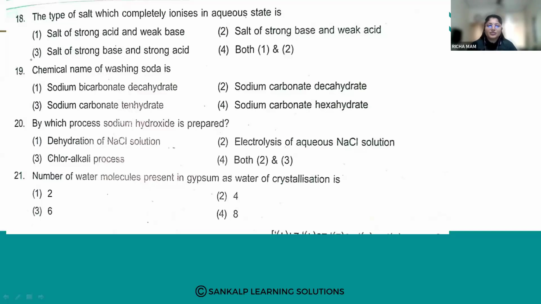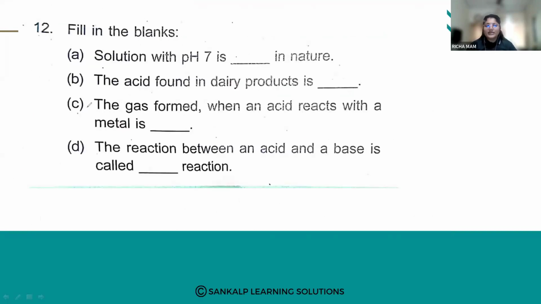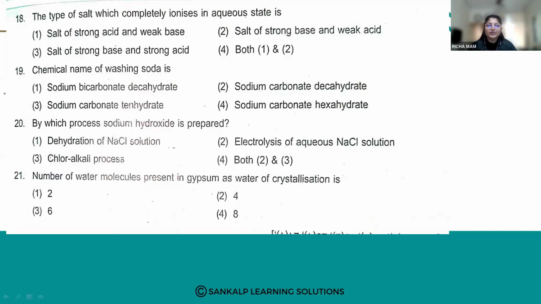Yes. So when you have a strong acid and strong base, the salt will be completely neutralized, it will completely ionize. So it is option number 3. When you have a strong base and strong acid, the salt which is produced, when you add it in water, will completely get ionized.